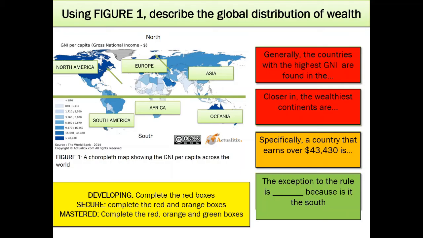For secured, can you answer the two red boxes that we've just gone through and then do the orange box? That's where you need to add in the country that has $43,430 or more, and that is in those two continents you've already talked about. And then finally, the exception. The exception to this rule is because it's in the south. So which continent is in the south that actually has a high GNI, okay? And that's your master to complete the green, orange, and red boxes, okay? So just pause the video now so you can complete this task.